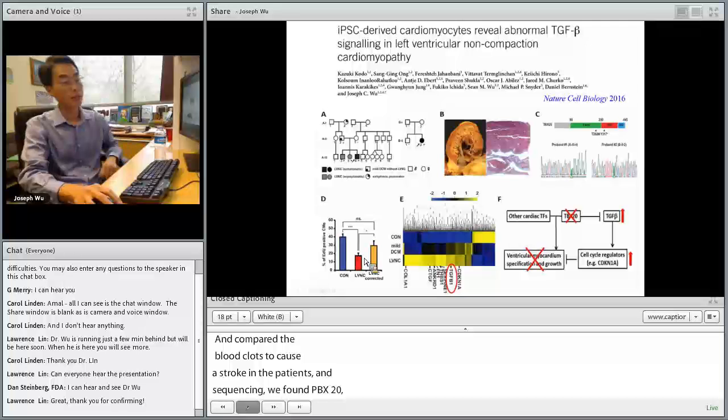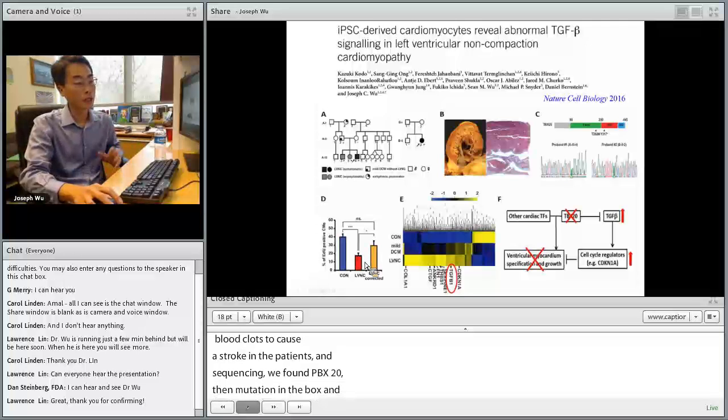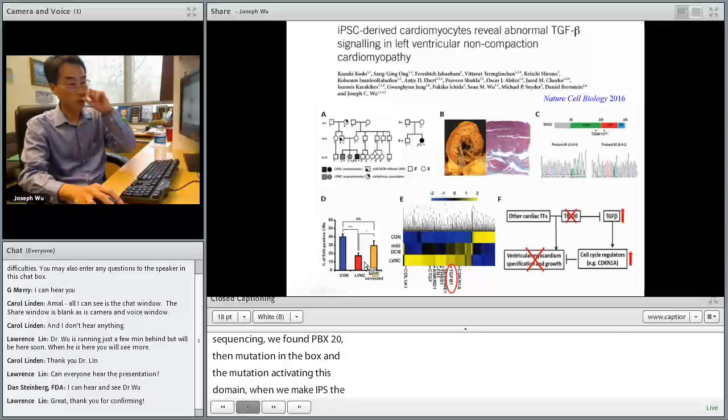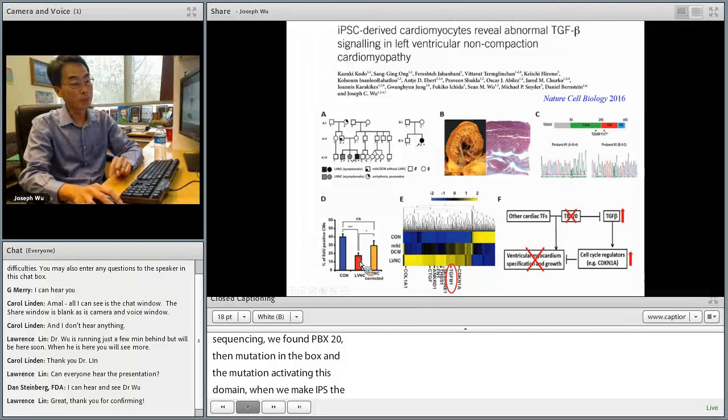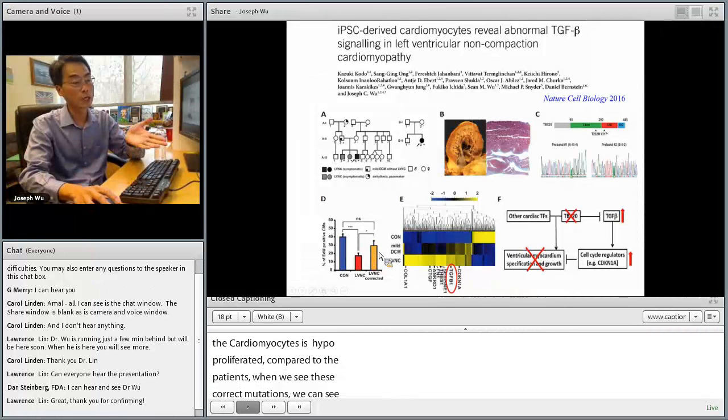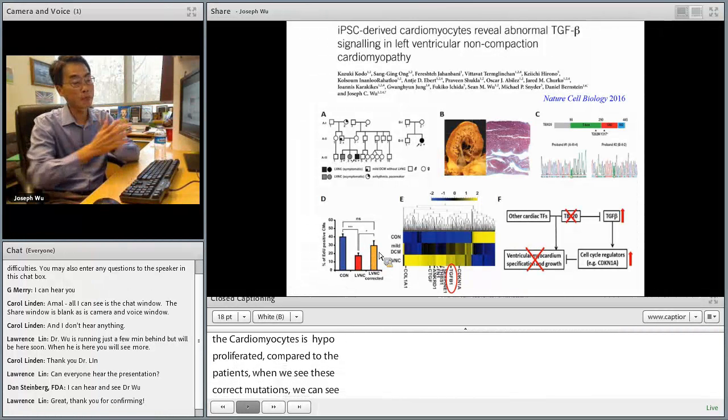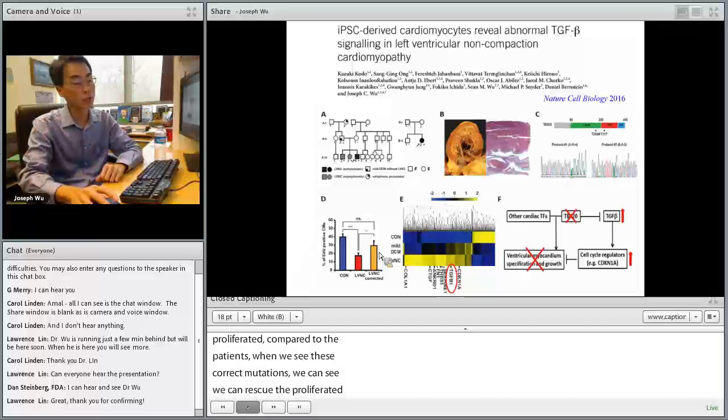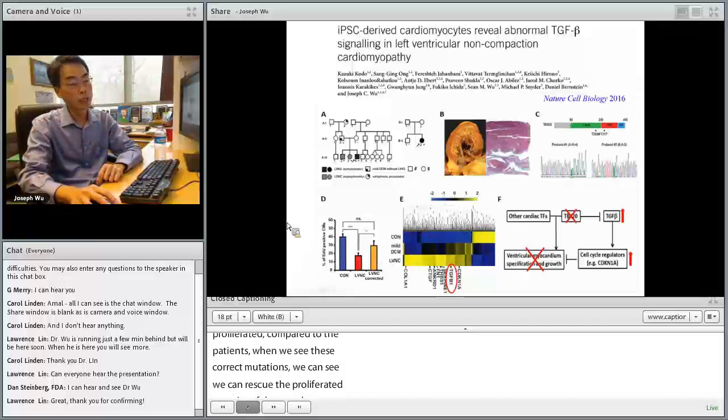When we make the iPSCs, we can show that at the early stage, the iPSC cardiomyocytes from the LV non-compaction patients are hypoproliferative compared to the control patients. When we genome edit out the mutation, or correct the mutation, we can rescue the proliferative capacity of these early cardiomyocytes. Again, the early cardiomyocytes can proliferate. The later cardiomyocytes will not be able to proliferate.